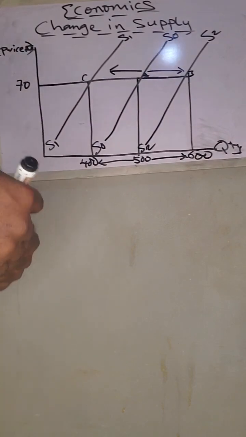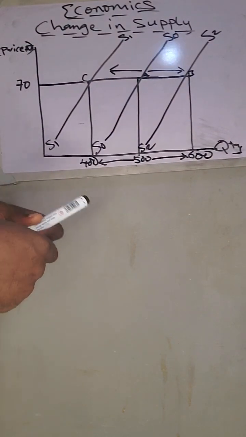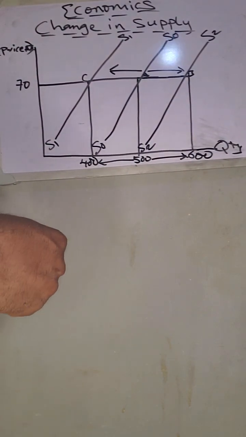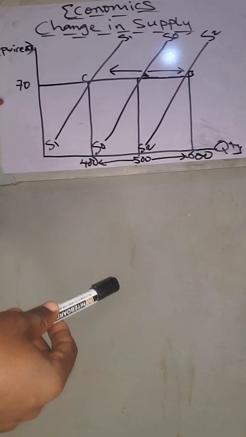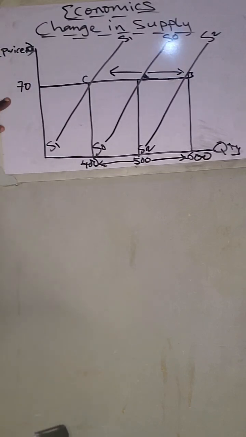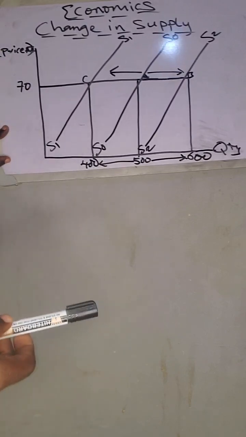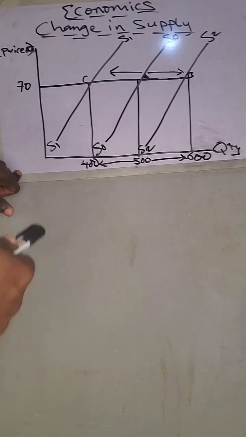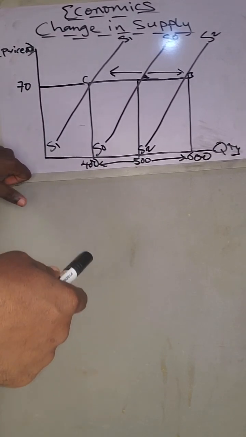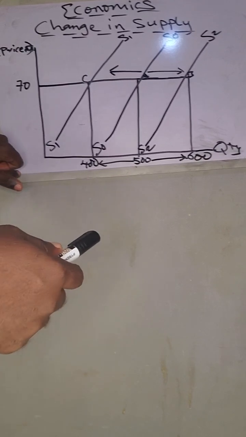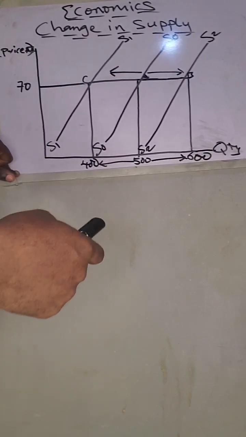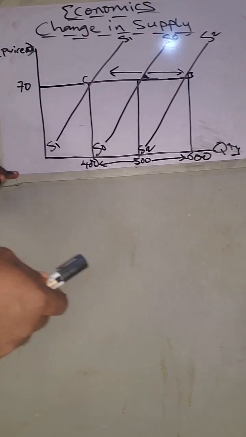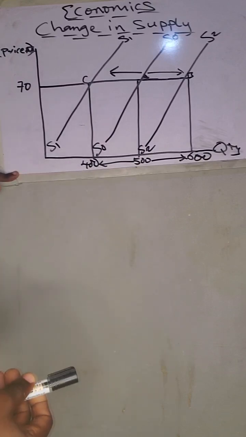We have different factors that are affecting supply while holding price constant. One is cost of production. An increase in the cost of production leads to a decrease in supply, a decrease in quantity supplied.